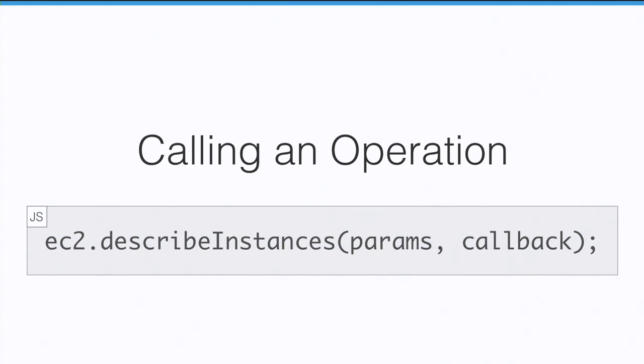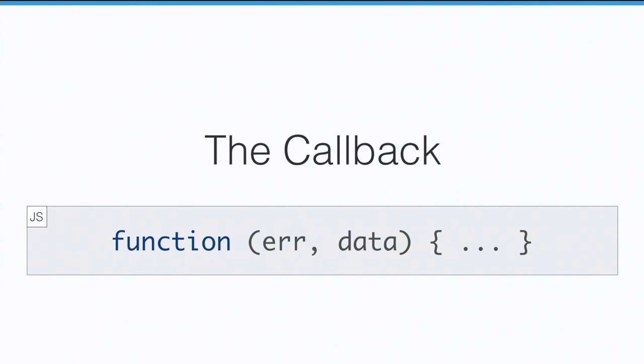You can call an operation once you have that service object. You just do ec2.describeInstances with optional parameters and an optional callback if you want to be notified when the request is complete. The callback itself is a standard Node error-data callback. So error first, data after. If there's no error, it will be null. If you have data, the data will be in the data.